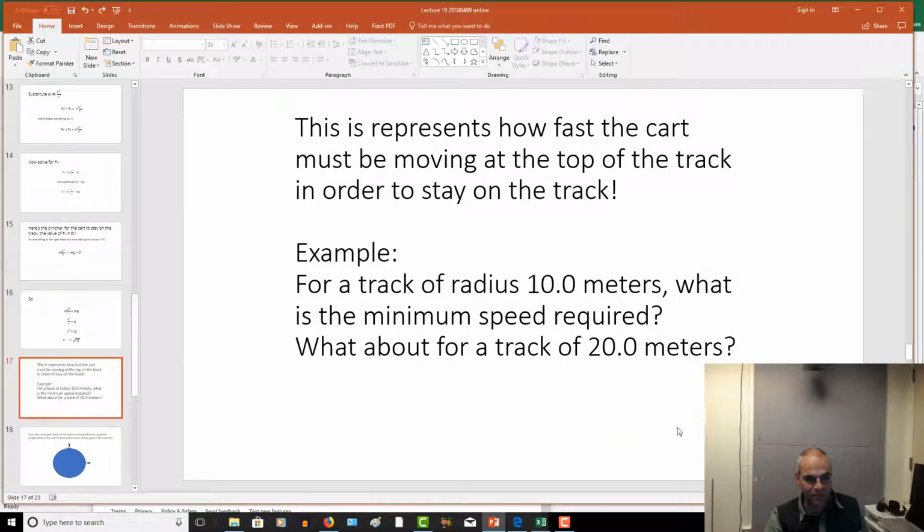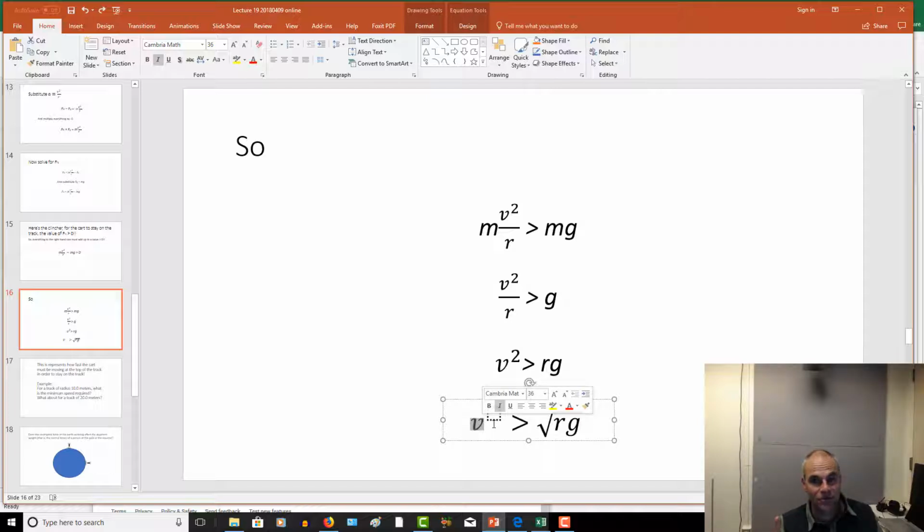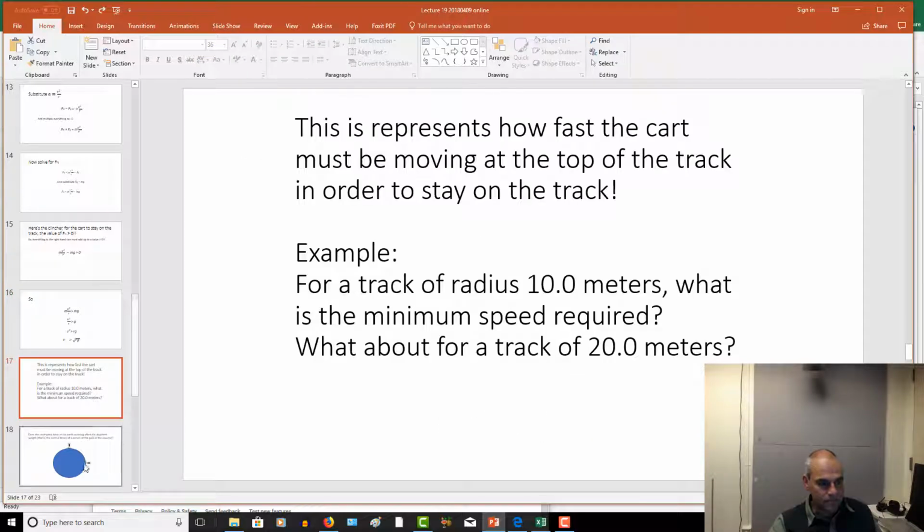Do the same thing for any radius. 20 meters, a bigger roller coaster. If I put in r equal to 20 here, the square root of 20 times 10 is the square root of 200. The speed has to be greater than the square root of 200, or greater than about 14 meters per second, in order to stay on the track. Of course, if you were really designing a roller coaster, you'd want to make sure that your speed was comfortably above that amount. You don't want to just make it across the top of the track. You want it to be greater than that.